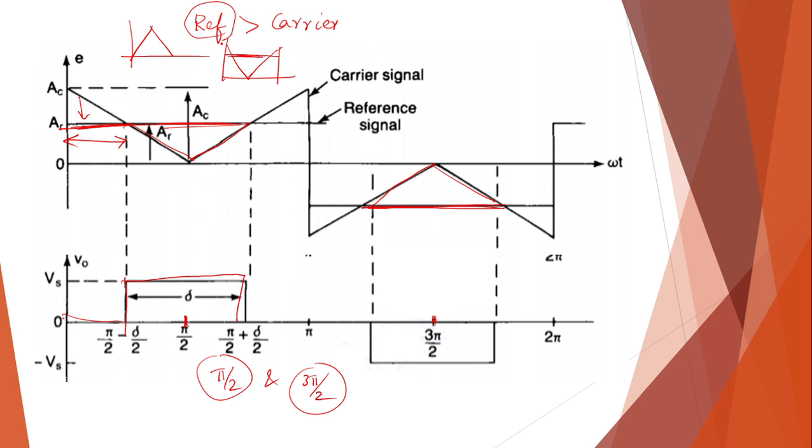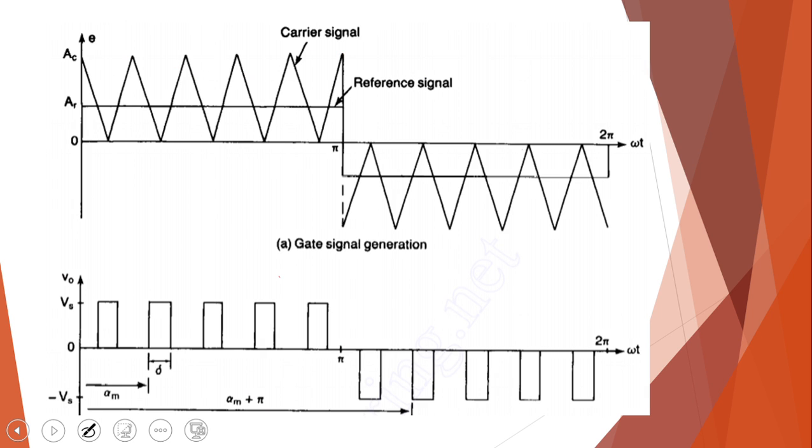But in the single pulse modulation, your square waveform is the reference. In multiple pulse also, your square waveform is the reference. But in sinusoidal waveform, your sine wave is the reference. Okay, so that's the only difference. Or in other words, sorry, in all of the cases, the carrier is the triangular waveform.